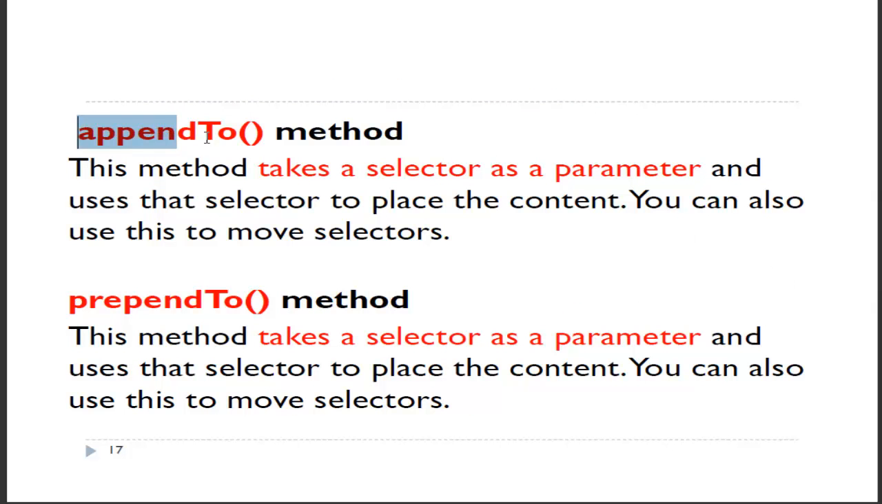The append to method and the prepend to method are different than append and prepend in that they take a selector as a parameter. So we use that selector in which to place the content. So append to would work at the end, and prepend to would work at the beginning.